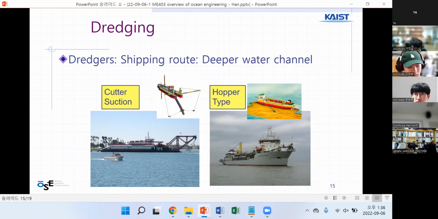And the type is cutter suction. Cutter suction is similar to the land-based grabbing type. And the hopper type is grabbing, like a hand. And the suction type is just piping, something like a vacuum cleaner. They store the soil or mud there and then vacuum out the water, including the soil. We call it suction.